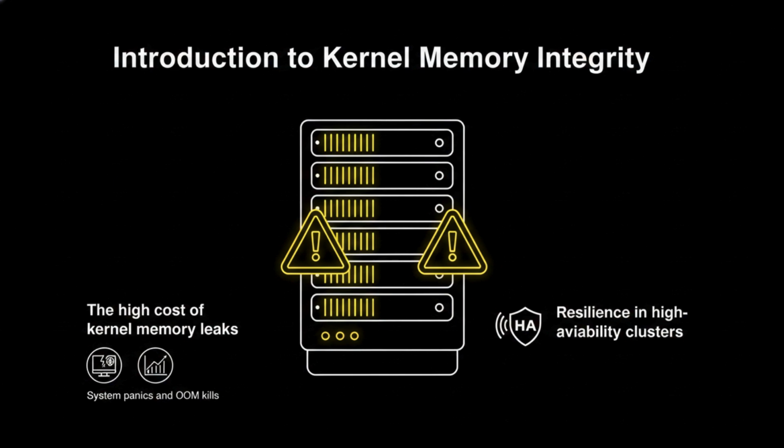Today, we delve into KASAN, the Kernel Address Sanitizer. This tool is the gold standard for detecting memory corruption and leaks before they reach production. We will explore how KASAN monitors every memory access, ensuring that your infrastructure remains resilient under extreme load. By the end of this session, you will have a master-level understanding of deploying KASAN to secure your kernel's memory integrity and maintain system uptime.